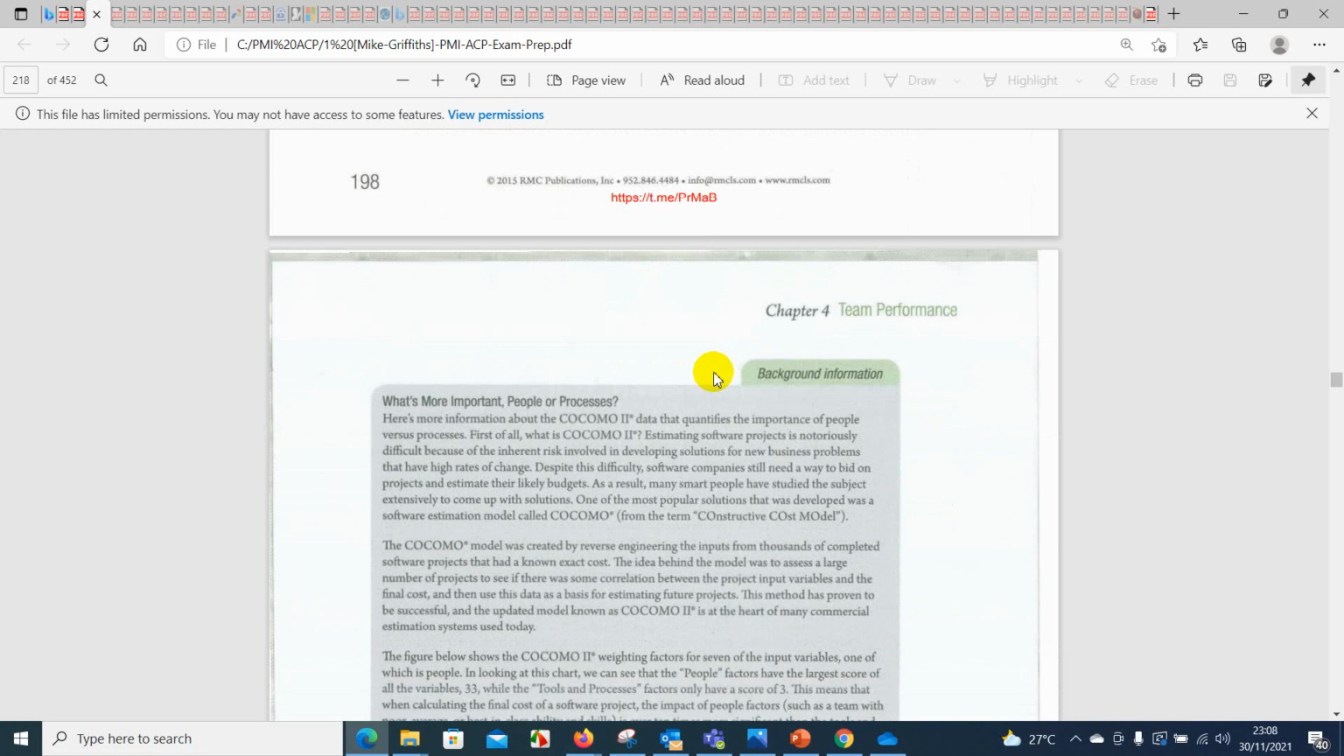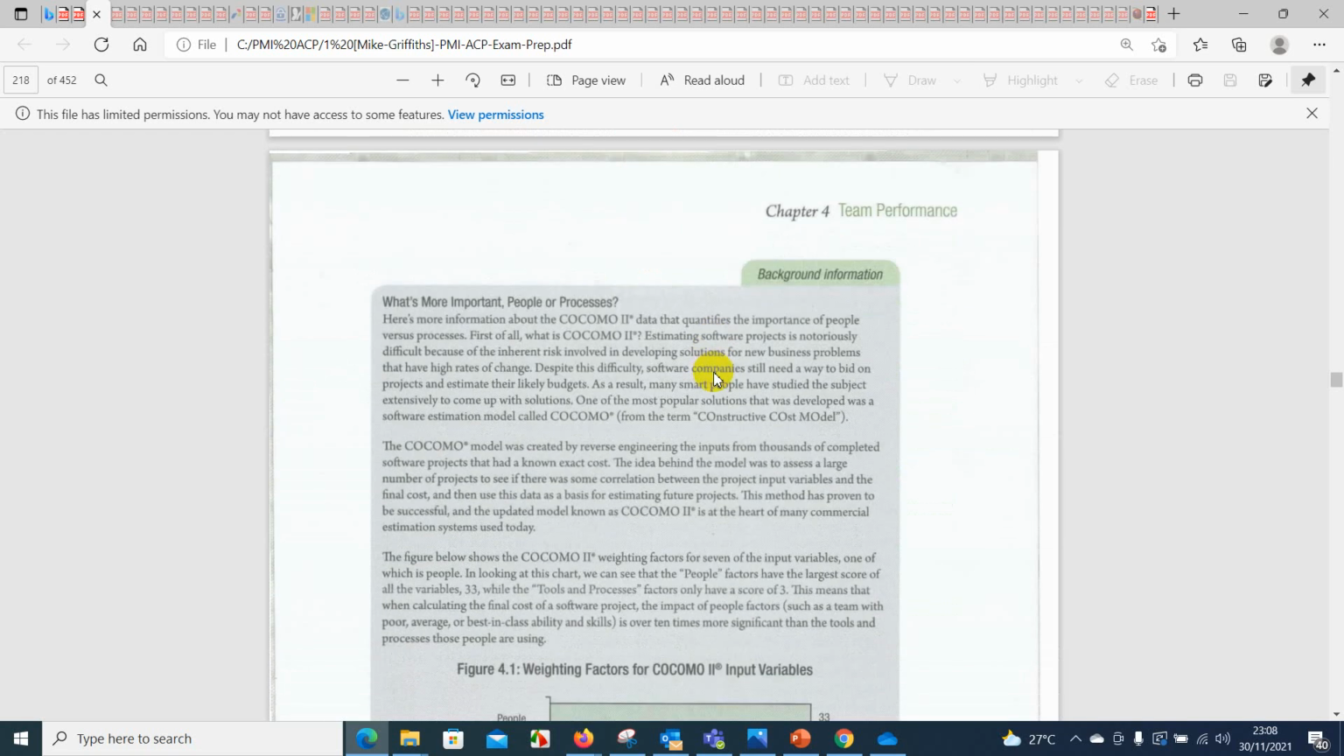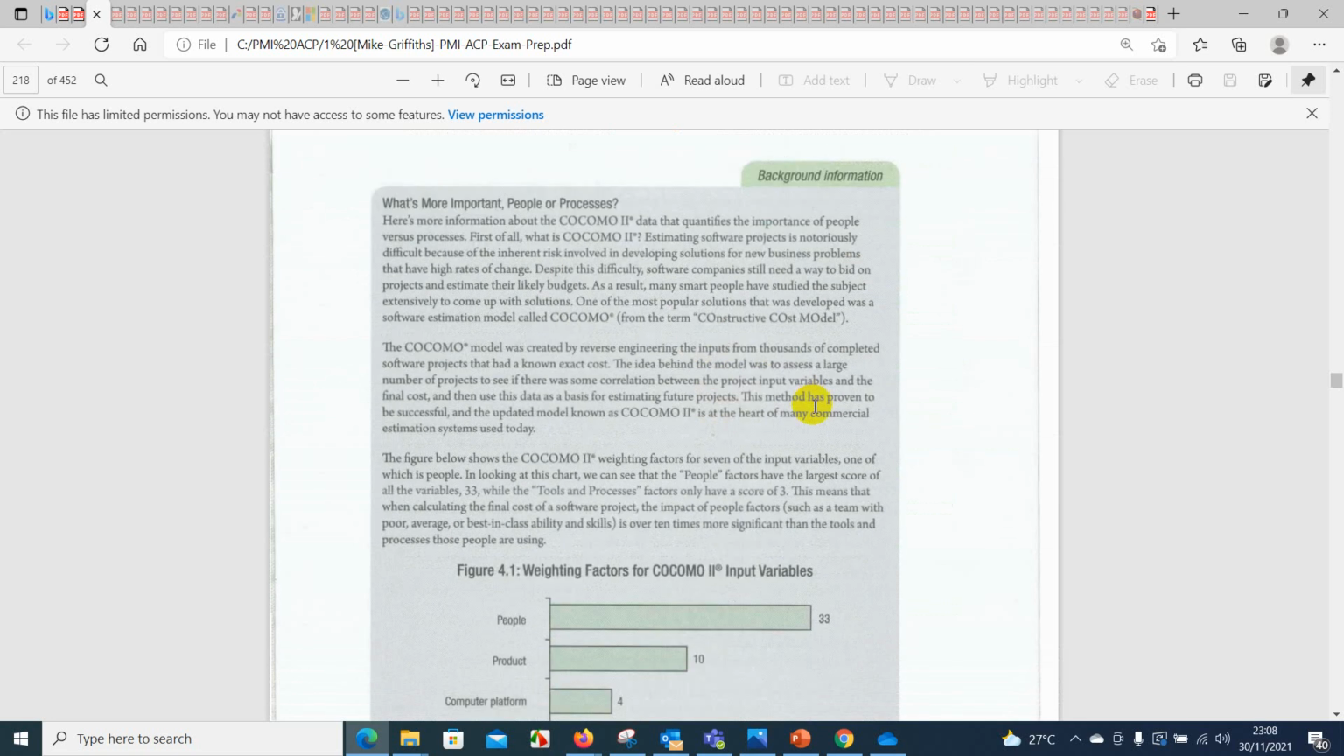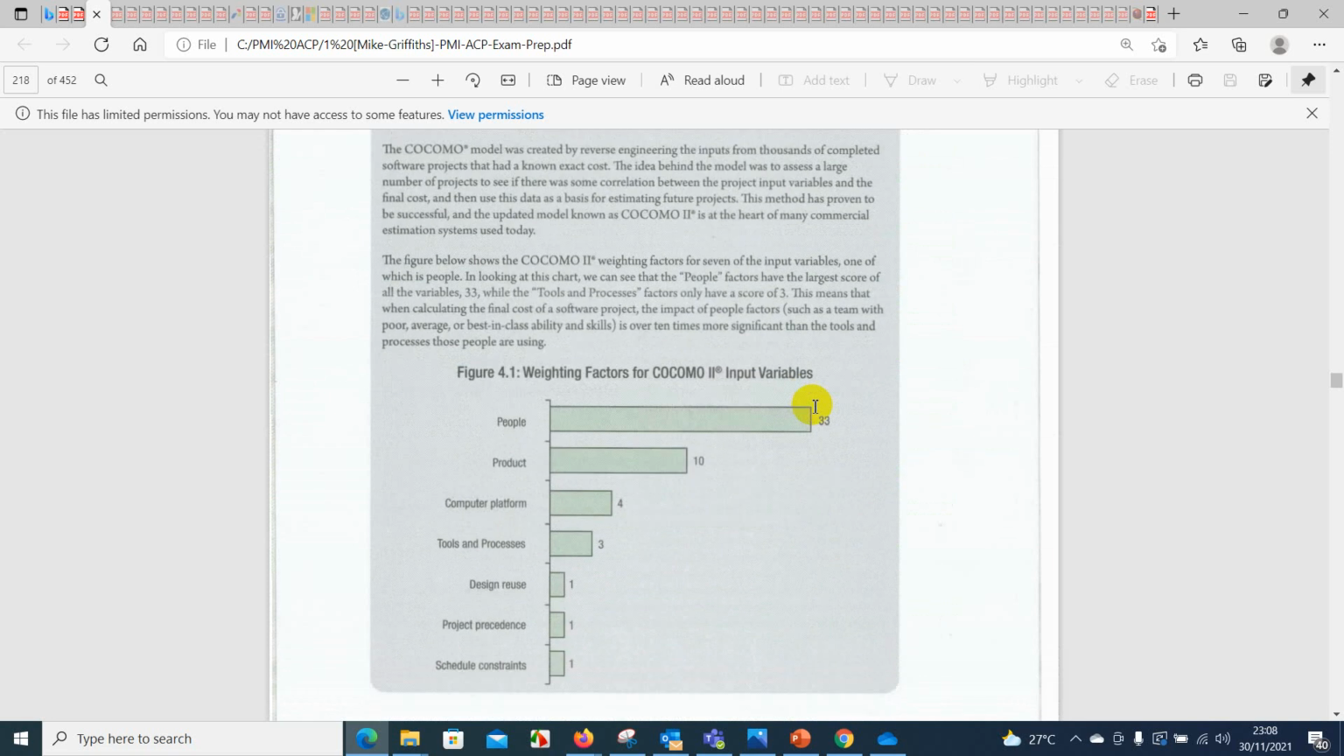Okay, COCOMO 2, estimating software projects, the Constructive Cost Model. The COCOMO model was reverse engineered from 1000 projects. A motivating factor for the customer: a large variable range for the team, the average is over 10 times more significant than the tools versus those people are using.